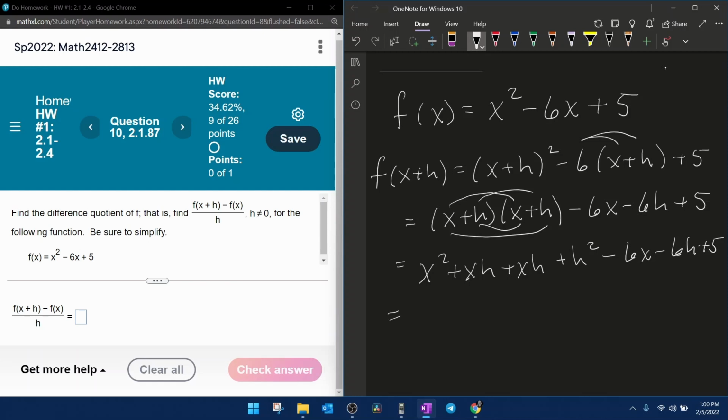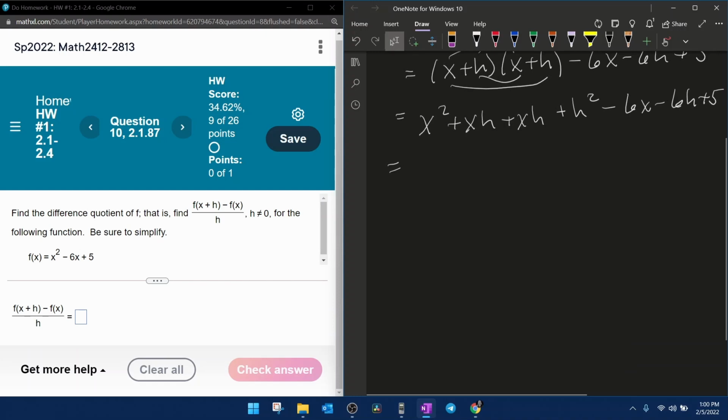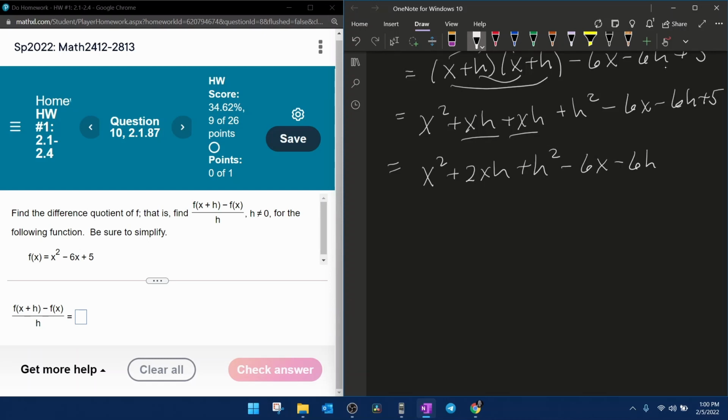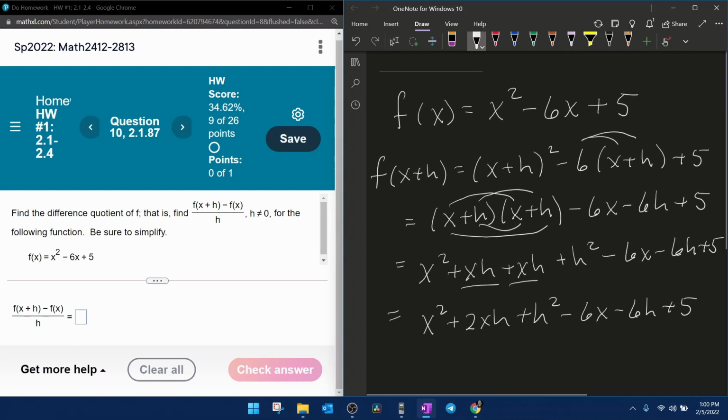And then we're going to combine like terms. So we have an x squared plus 2 of these, 2xh plus h squared minus 6x minus 6h plus 5. And that does it for the first piece of the puzzle, which is the f of x plus h.